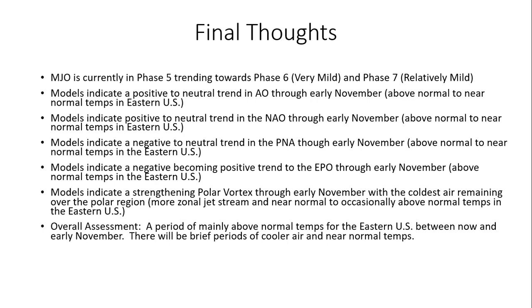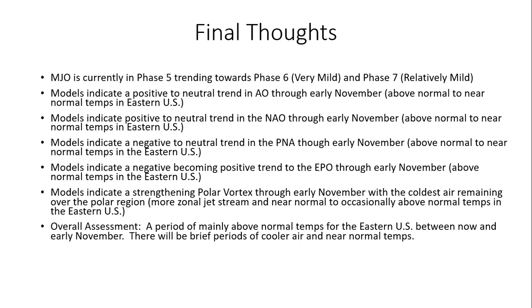Now, here are my final thoughts on tonight's video. Looking at all the teleconnections, the MJO is currently in phase 5 and it's trending towards phase 6, which would be very mild for the eastern U.S., and then phase 7, which will still be relatively mild. The models are indicating a positive to neutral trend in the Arctic Oscillation through early November, with above normal to near normal temperatures in the eastern U.S. That would be the result of that trend.